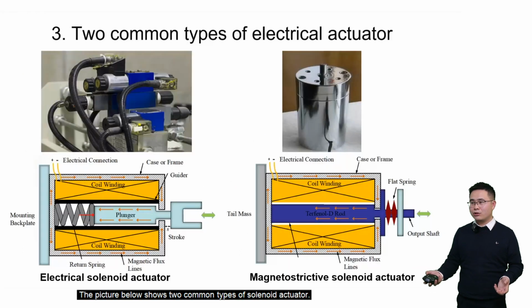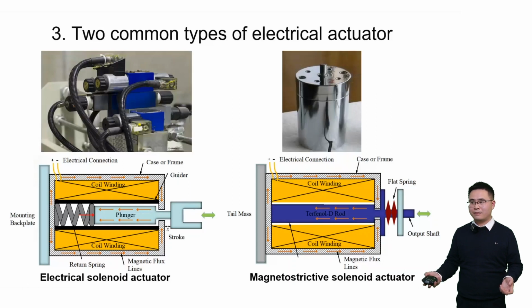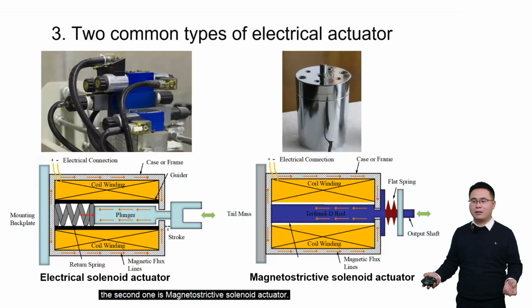The picture below shows 2 common types of solenoid actuator. The first one is the electrical solenoid actuator, and the second one is the magnetostrictive solenoid actuator. Our lecture today will focus on the electrical solenoid actuator, and in our future lectures, we will discuss more about the magnetostrictive solenoid actuator.